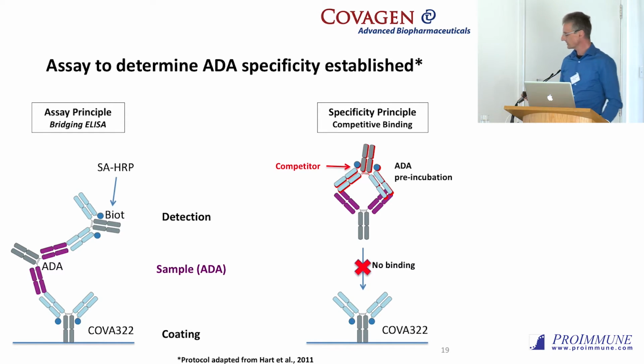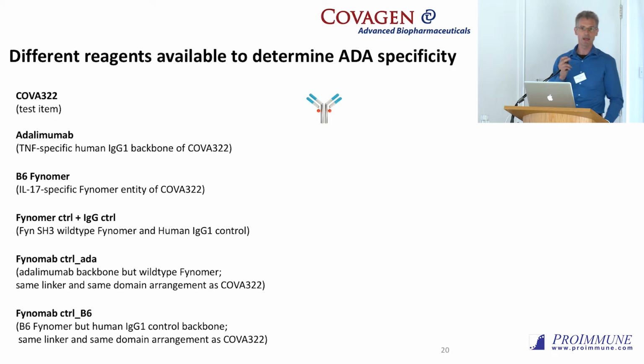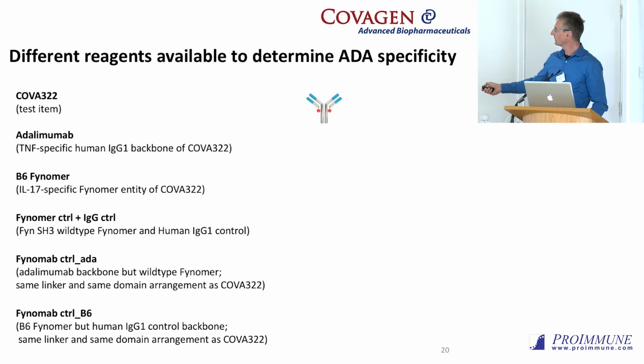The only difference is that we do have a pre-incubation with a competitor. And if this competitor is specific, it binds and blocks the ADA and you get a reduction in signal. And this assay is only as good as the reagents you have to use as a competitor. So of course we use CoVA 322 as a competitor because that has to decrease the signal, otherwise it wouldn't be specific.